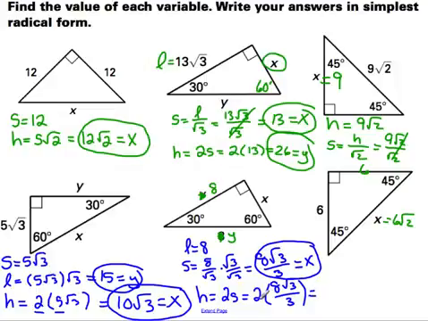Again, when you multiply a coefficient by this, all you do is multiply the coefficient by the numerator. So I would have 16 square root of 3 over 3. Since I can't simplify the 16 and the 3, that's going to be my answer. That's going to be my y value.